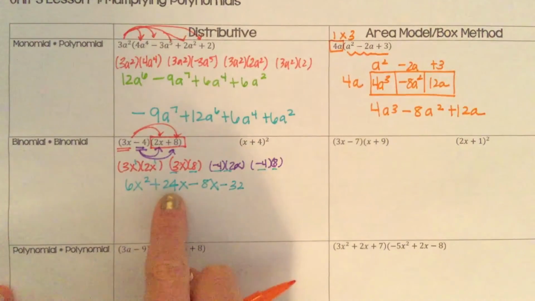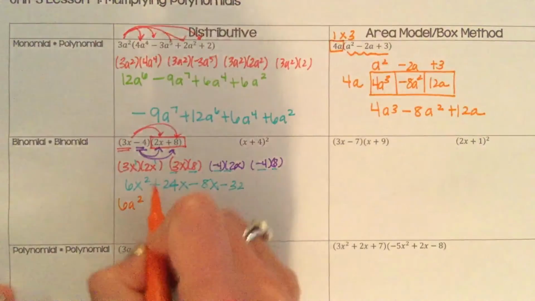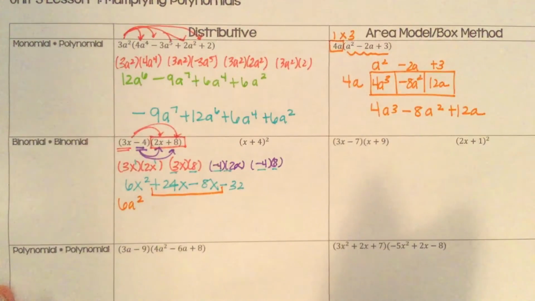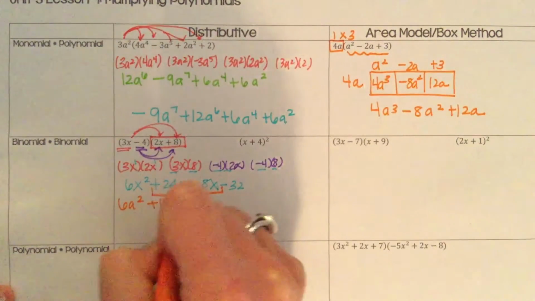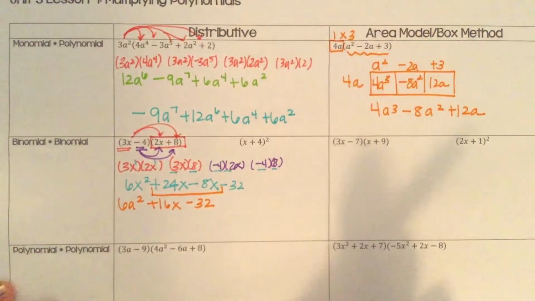There are no like terms with my 6a squared, so I'm going to leave it. My 24x and my negative 8x are like terms, and when I combine those, 24x take away 8x gives me 16x. And then finally, I finish off with my minus 32.